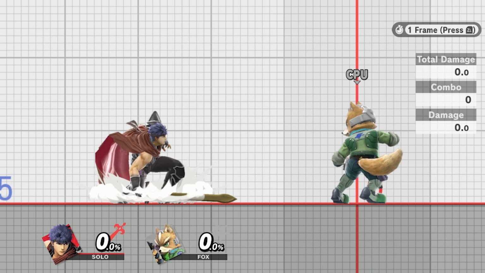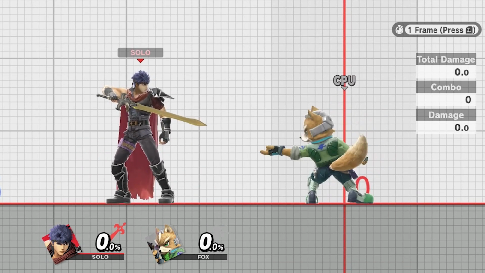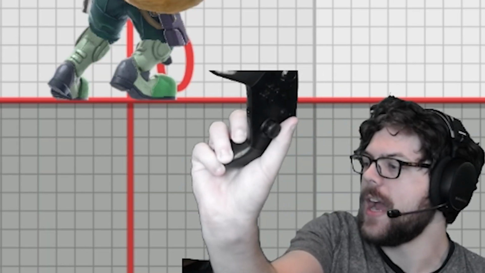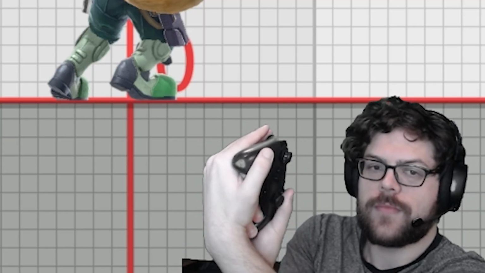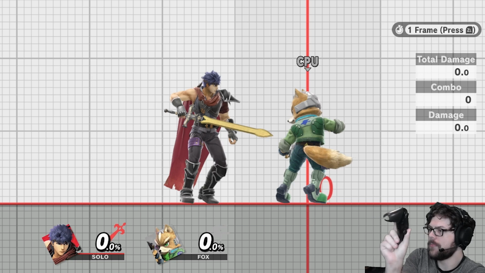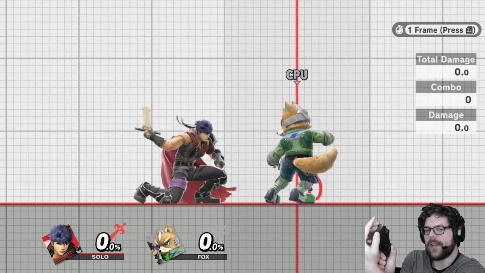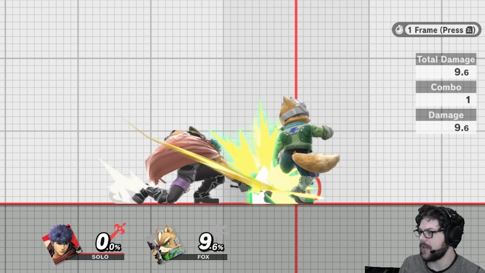I know this is a lot of information to dump, but hopefully this makes things a little bit more clear to you guys. So, Ike's down tilt, for example, let's use that. I'm going to start the input for down tilt now. You see how I'm holding the stick down? And then I'm going to advance the game by 1 frame. So let's count the frames here before I end up hitting Fox. We have 1, 2, 3, 4, 5, 6, 7 frames, and then I make contact.